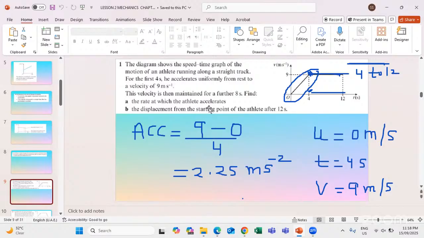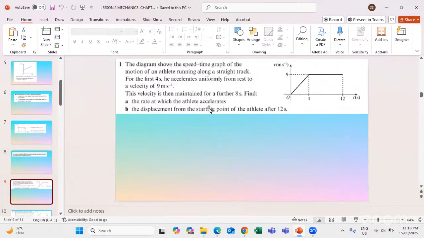Then they are asking for the second part of the question: the displacement from the starting point of the athlete after 12 seconds. So when 12 seconds are completed, what is the displacement?